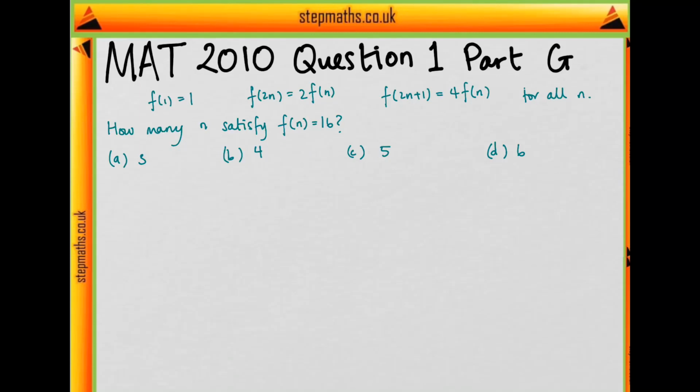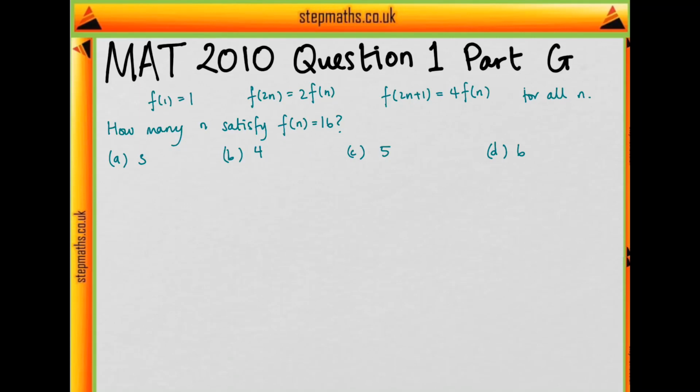In this video I'm going to go through part G of question 1 on the Math 2010 paper. So here we have a function f which is defined for whole positive numbers, and it satisfies f of 1 equal to 1, and these two rules: f of 2n is equal to 2 times f of n, and f of 2n plus 1 is equal to 4 times f of n for all n. And we want to know how many n satisfy f of n equal to 16.